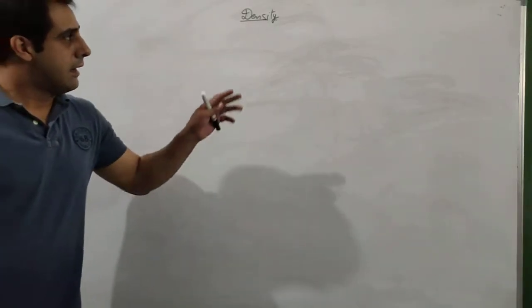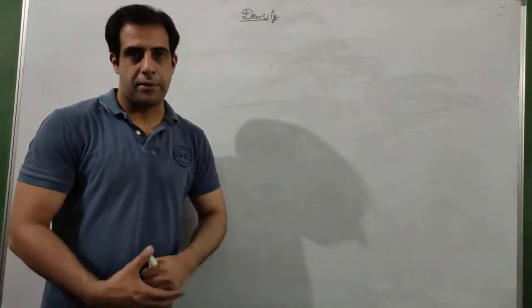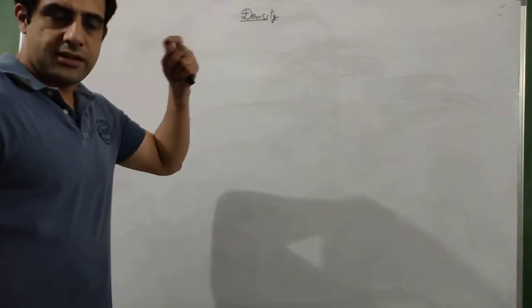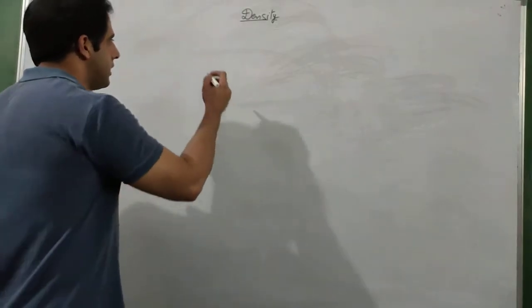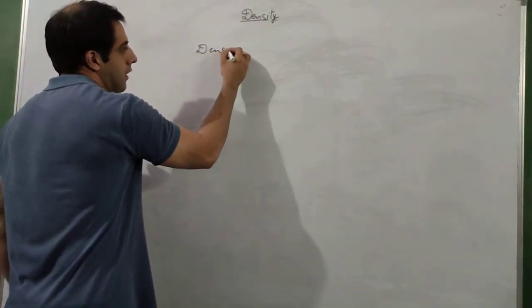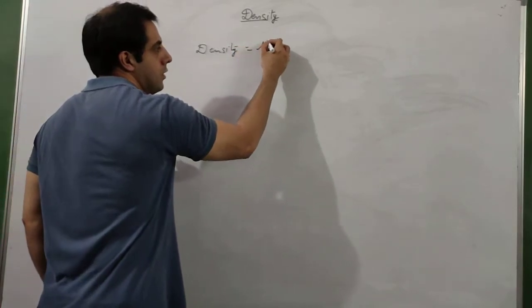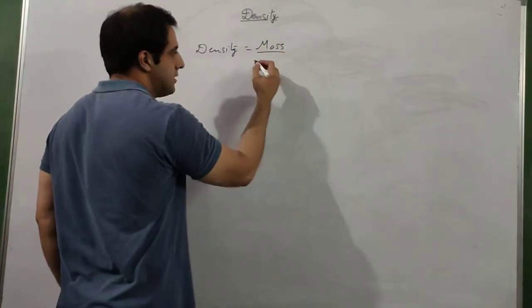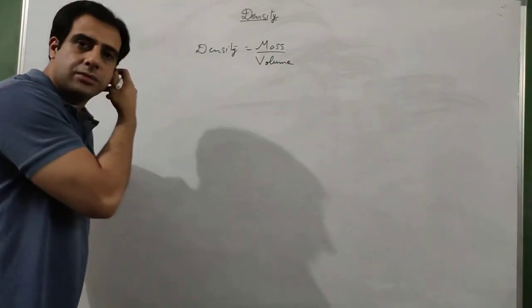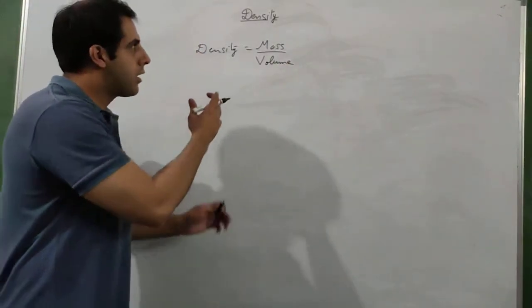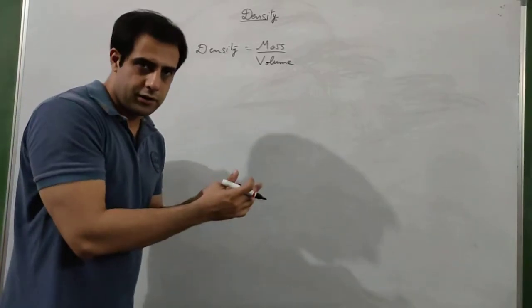Hello students, let us come to the last topic of the chapter gravitation, and it is called density. Now density we have already studied, we already know the formula of density, that density is equal to mass of the substance divided by volume of that substance. Now here we are going to explore density a little bit further.